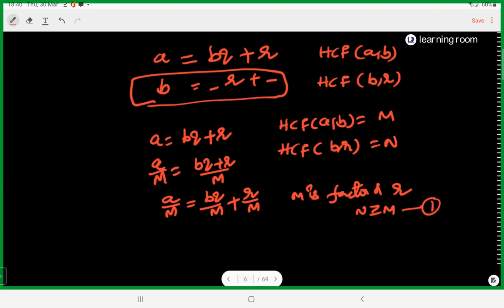Now we want to show that N is a common factor of A and B. N is a common factor of A and B. But what is the highest common factor of A and B? M. So if N is a common factor of A comma B, what is the relation between M and N? M must always be greater than or equal to N. Right or not? Because M is the HCF. So now we just want to show that N is a common factor of A comma B also. Not only B comma R, it's a common factor of A comma B also. So the second part we are showing that. First part we have shown.